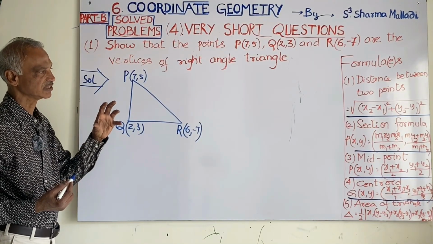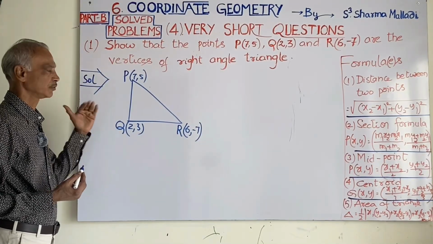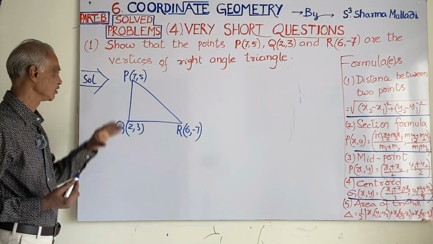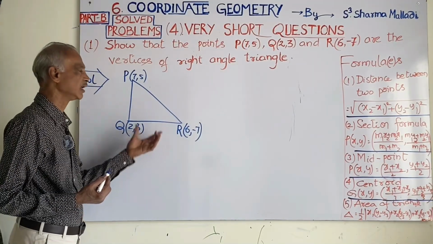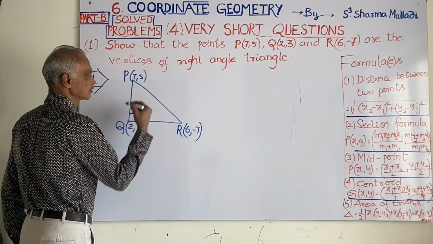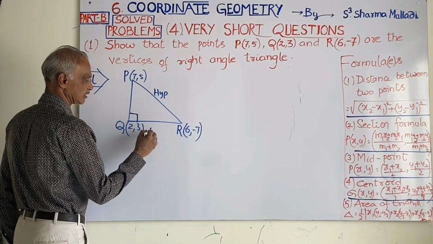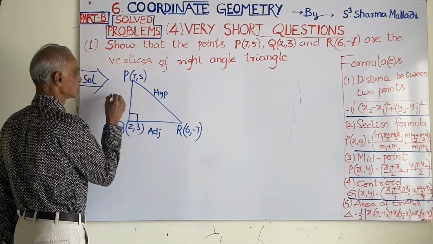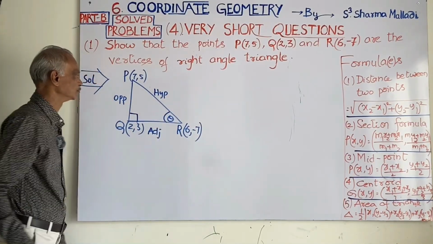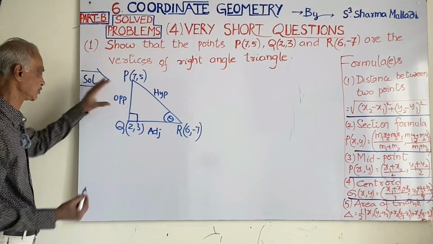What is the distance between 2 points? Given x1, y1, x2, y2, it is the root of (x2 minus x1) whole square plus (y2 minus y1) whole square. First we have to find the sides of the right angle triangle. This is 90 degrees; opposite to 90 degrees is the hypotenuse, this is the adjacent side and this is the opposite side to theta.